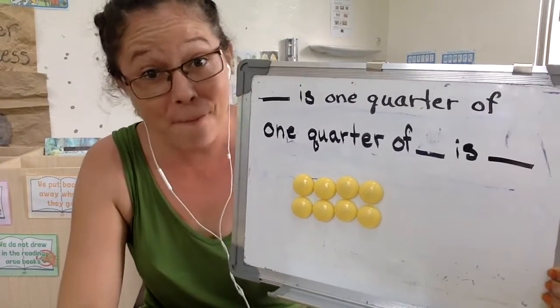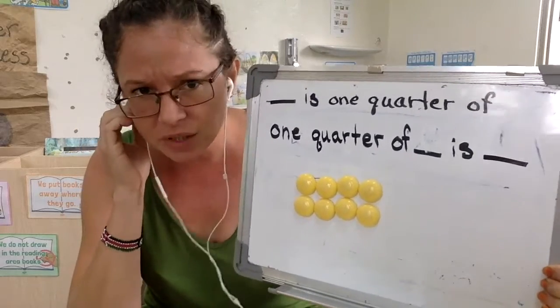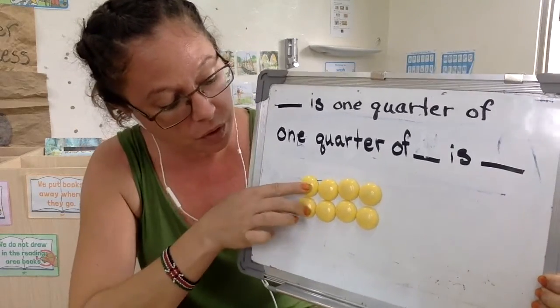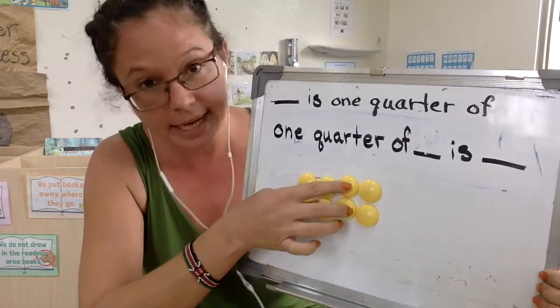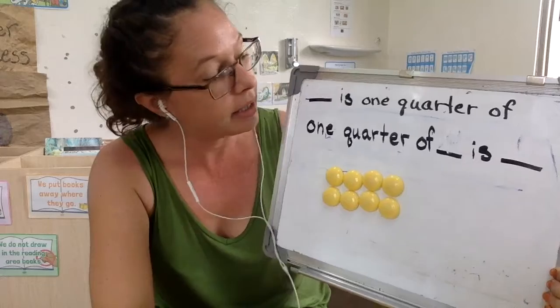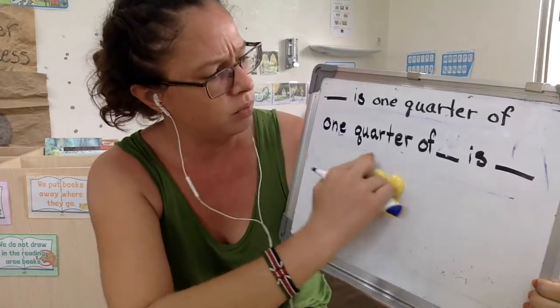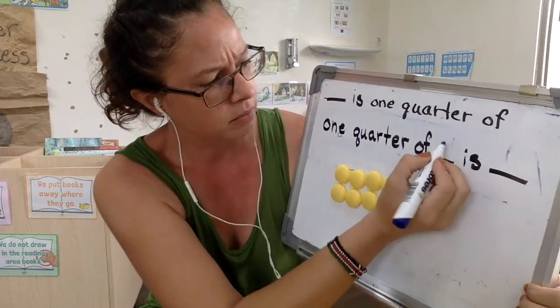Now let's try with a bigger number. How many magnets do I have? Let's count in twos to find out. 2, 4, 6, 8. My whole number is 8. What is 1/4 of 8?